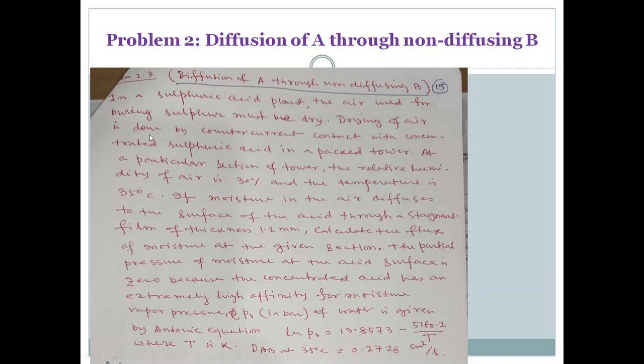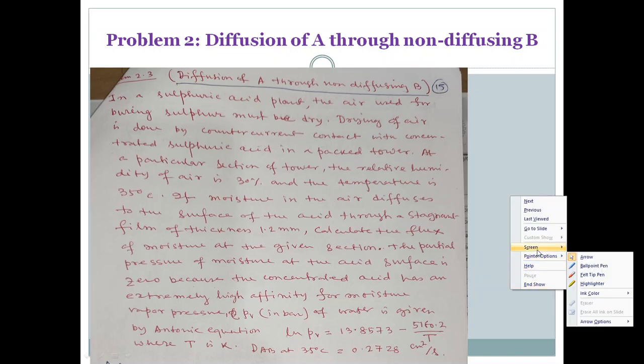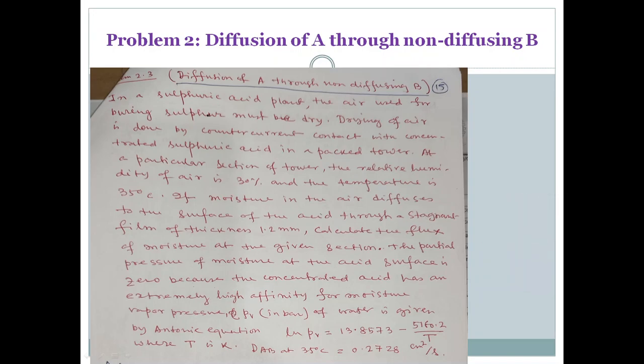Drying of air is done by counter current contact with concentrated sulfuric acid in a packed tower.